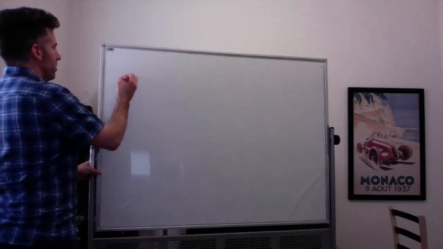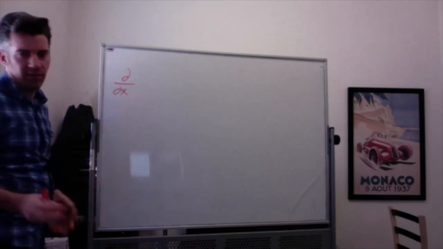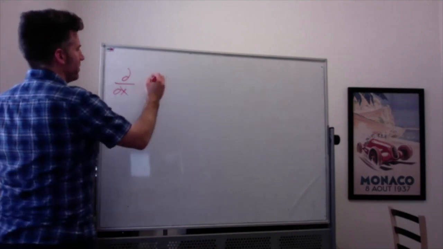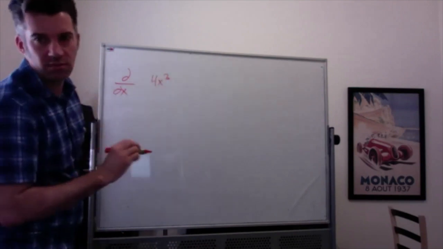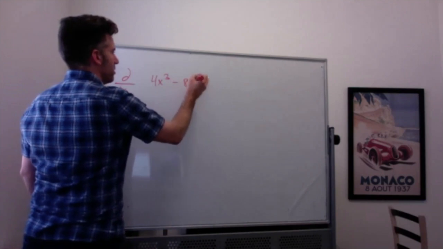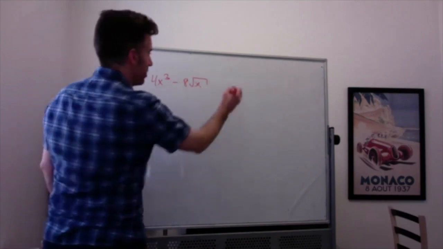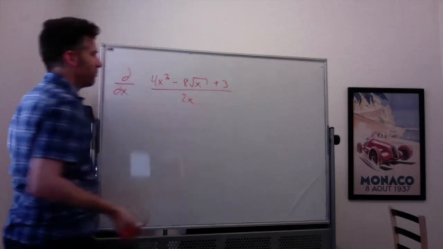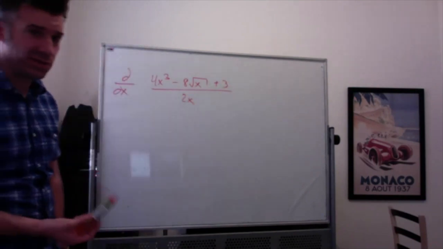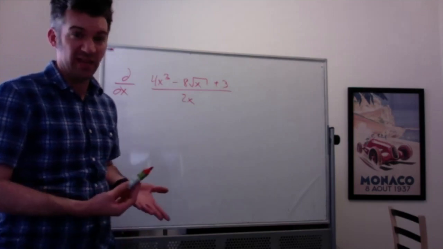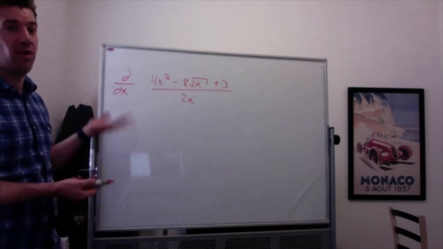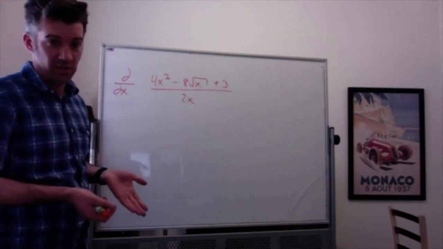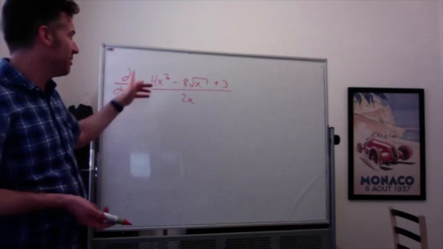So let's talk about some examples. I want to find the derivative of something that maybe we talked about last time: 4x cubed times 8 root x plus 3 over 2x. What I want to say here is, yeah, I could use the quotient rule if I like pain, but I don't like pain. I don't want to suffer needlessly. So yes, you should definitely use the quotient rule when we need to. Here we don't need to, because we can divide each thing by 2x.